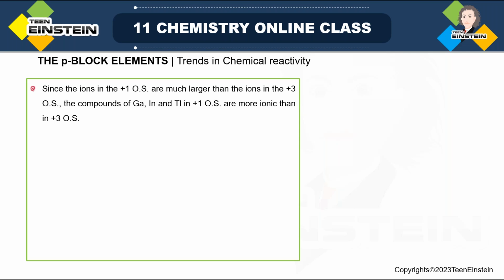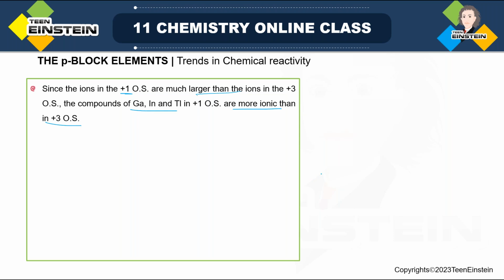So trends in chemical reactivity, we will continue the discussion. It is not complete yet. Since the ions in +1 oxidation state are much larger than the ions in +3 oxidation state, that we know and that is expected. So for the compounds of these 3 elements, gallium, indium and thallium, when they are in +1 oxidation state, the compounds that you get, and when they are in +3 oxidation state, the compounds that you get.